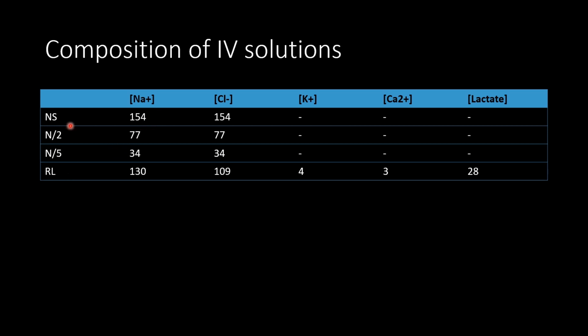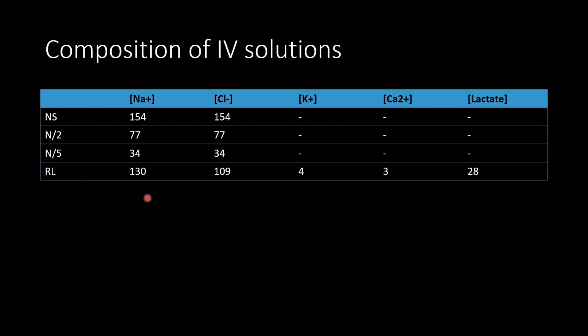Normal saline contains only sodium and chloride, the rest are absent, and the sodium chloride composition is 154 millimole per liter, and obviously the chloride composition will be equal to sodium. If it is N by 2 or half normal, obviously the sodium concentration will be 154 divided by 2, that is 77, and N by 5 will be 1/5 of that, so around 34.